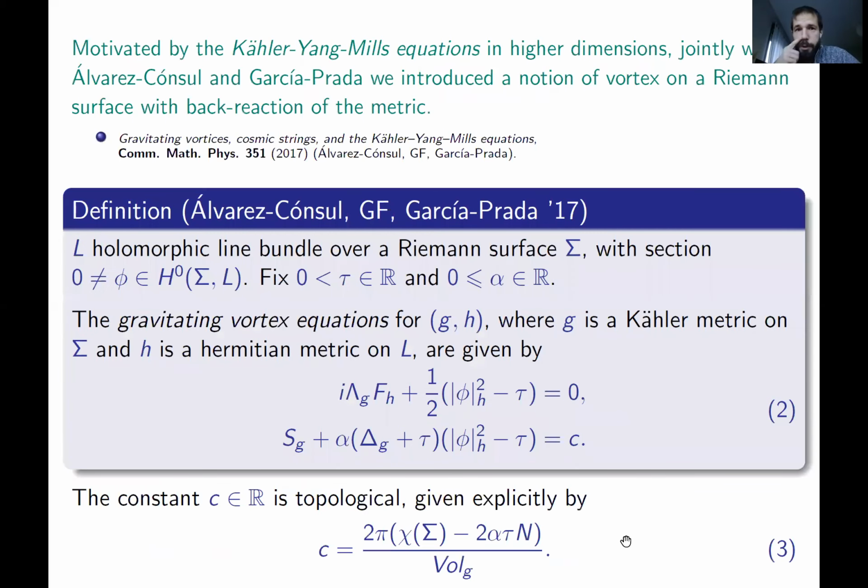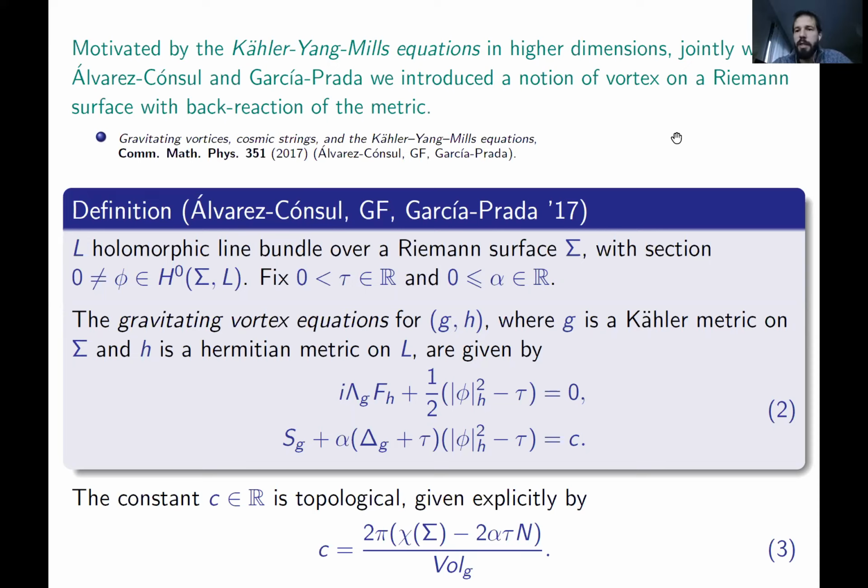So as I was mentioning, motivated by the study of these Kähler-Yang-Mills equations in higher dimensions, jointly with Álvarez-Cónsul and García-Prada, we introduced a notion of vortex on a Riemann surface which has a backreaction on the metric. It means that the vortex itself is specifying a preferred metric. It has a reaction. The Kähler metric is not free in the story.